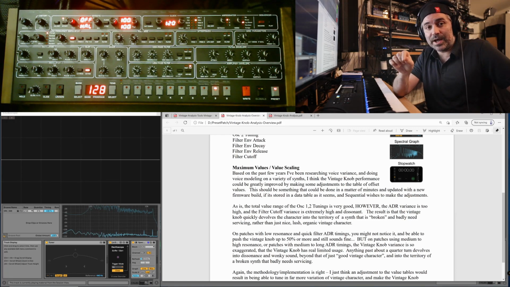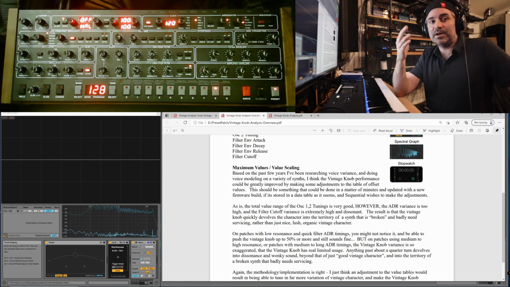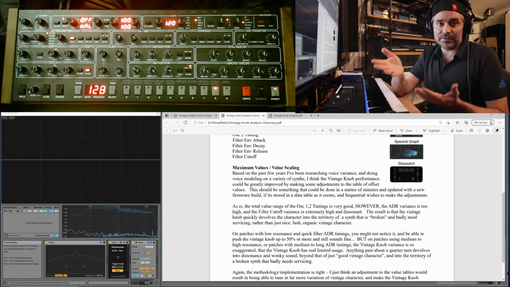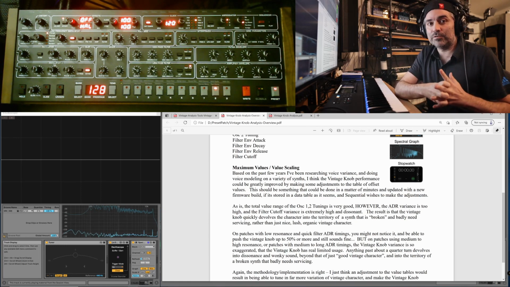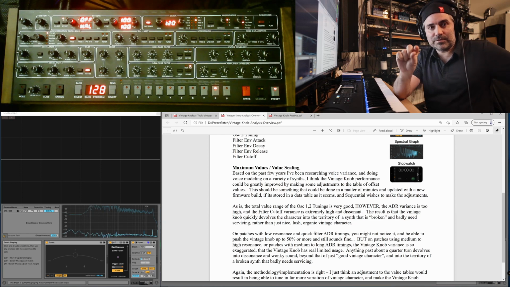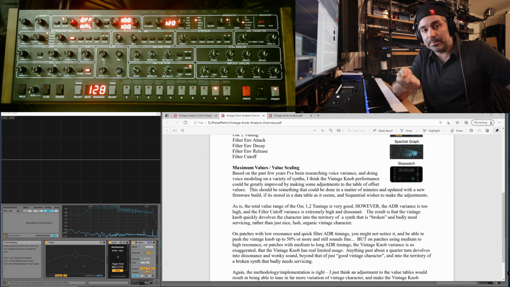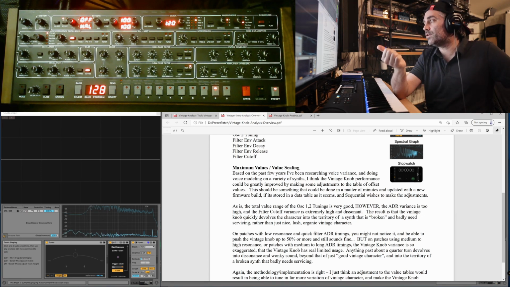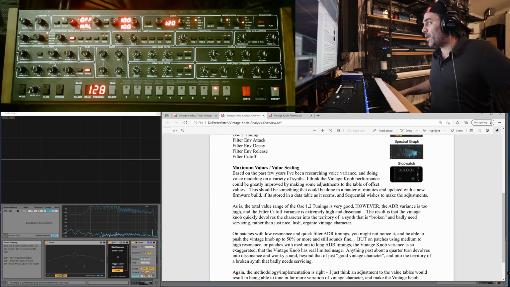As is, with the extremely high ADR offsets to the filter envelope and the extremely high cutoff offsets, I feel like it goes beyond the vintage synth with a lot of character and gets into the territory of "this synth is broken and badly in need of servicing." My feeling is that just by toning down the values, you can make the vintage knob much more usable all the way up to maximum, and all the in-between values would be more in tune and sound better as well, and not sound like a synth that's in desperate need of getting into the shop. Really, who wants that sort of sound anyway?